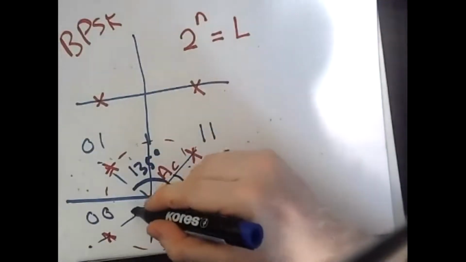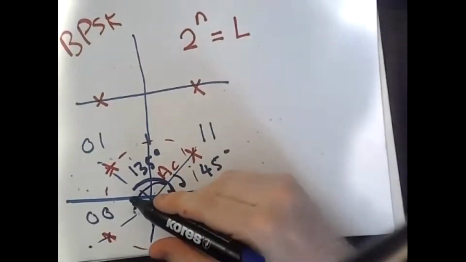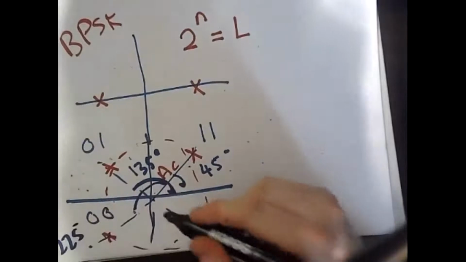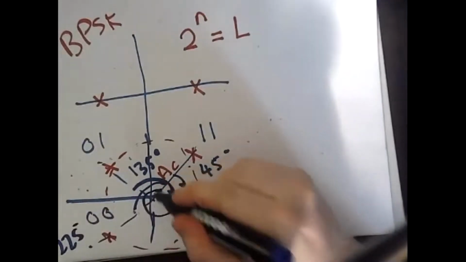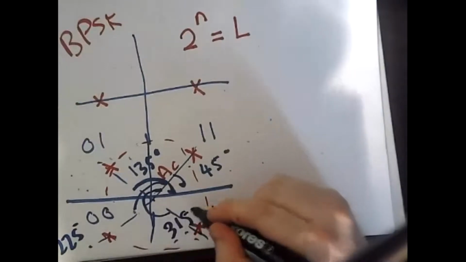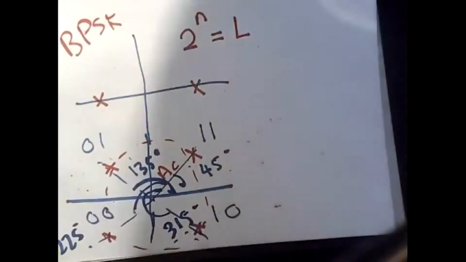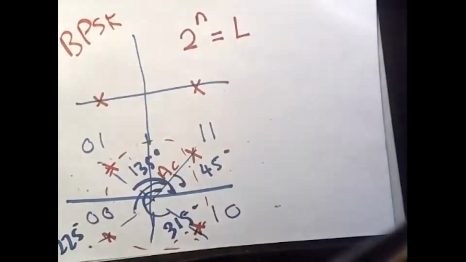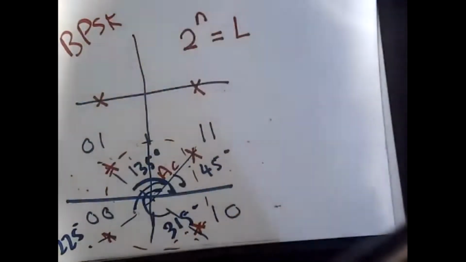So this will be 180 plus 45, which is 225 degrees, and then this will be 360 minus 45, which is 315 degrees. So you have 4 different phases. Each phase will represent 2 bits, or a symbol of 2 bits.